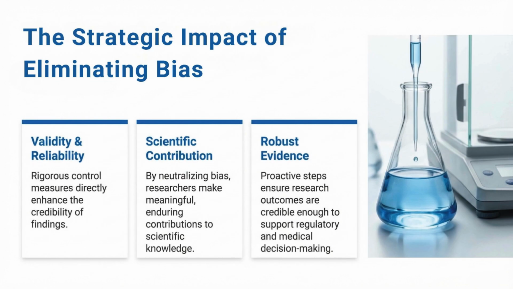We'll close by looking at the strategic impact of this work. Why do we go to all this trouble? It comes down to 3 pillars: validity and reliability. Rigorous control measures directly enhance the credibility of your findings. Without this, your data is noise. Scientific contribution. By neutralizing bias, you are making meaningful, enduring contributions to scientific knowledge. You're not just publishing a paper, you are adding to the truth. And robust evidence. Most importantly, proactive steps ensure research outcomes are credible enough to support regulatory and medical decision-making.